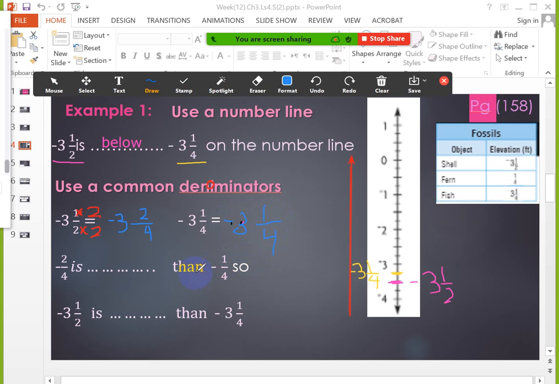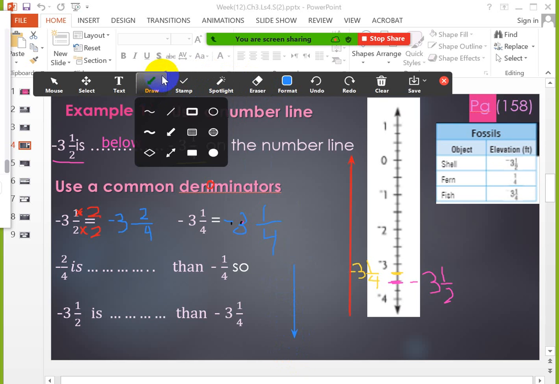Okay? Now, if I want to compare between two mixed numbers that have the same whole, I will compare between the fraction parts, which are negative 2 over 4 and negative 1 over 4. Which one is the less and which one is the greatest? Of course, negative 2 over 4 is less than negative 1 over 4, because if you want to put negative 2 over 4 on the number line, let's put it on the number line.